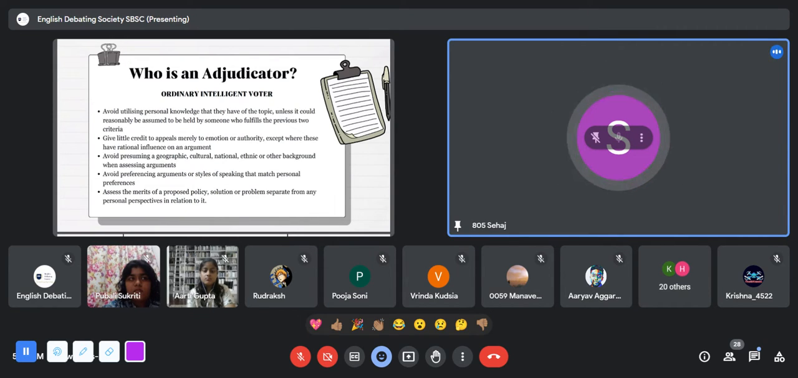So these two slides may be a lot of stuff to absorb. The larger objective of these two slides is to tell you that the first burden put on you as an adjudicator is to operate as an ordinary intelligent person, not somebody who has extreme knowledge, but not somebody who has no knowledge either.